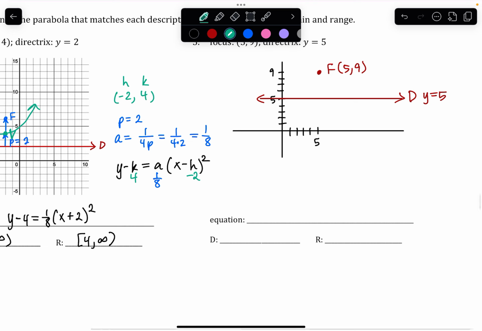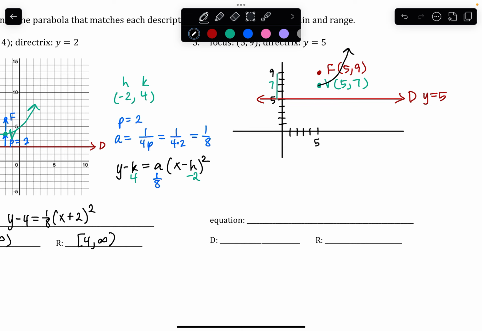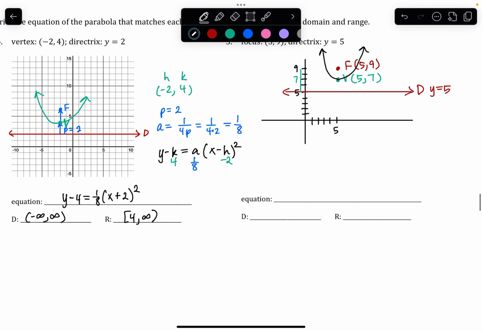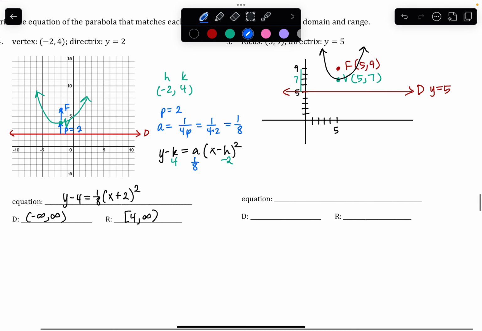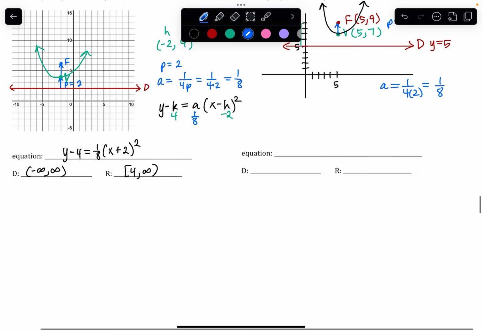Okay, and so remember your vertex is going to be right in the middle at the midpoint. So between 5 and 9 would be a 7. And so that means my vertex is going to be at 5, 7. And I can also tell that this is opening up because it always hugs the focus and then back towards the directrix. And so I can see that my p-value to get from 7 to 9 is 2. And so that means a equals 1 over 4 times p, which is 2, is 1/8. And that's all we need to write our equation.